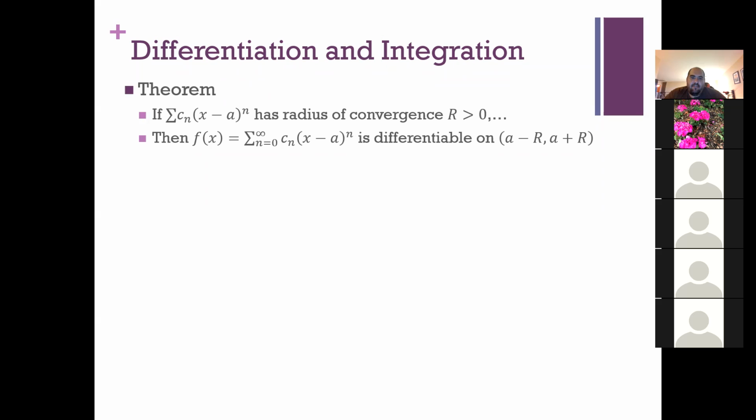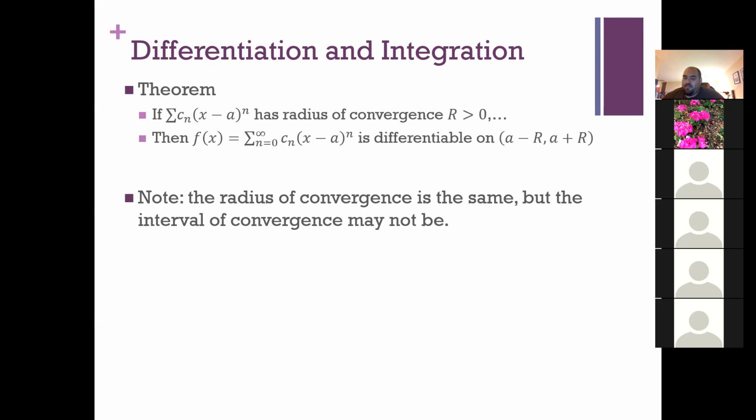Then that power series is going to be differentiable everywhere on the open radius. So if I have a power series, I can definitely take a derivative of it within its radius of convergence. One subtle thing I want to point out here is that there's a difference between the radius of convergence and the interval of convergence. Maybe I should ask you all, what is the difference between these two things? Or another way to phrase this, what does the interval of convergence tell us that the radius does not?